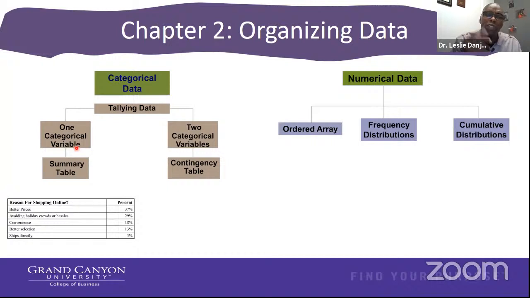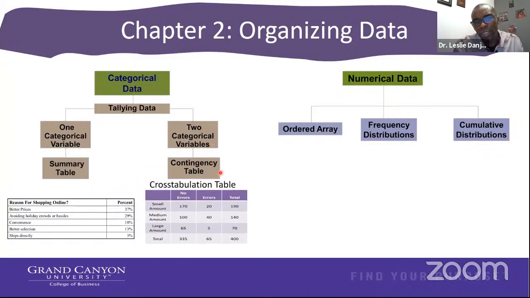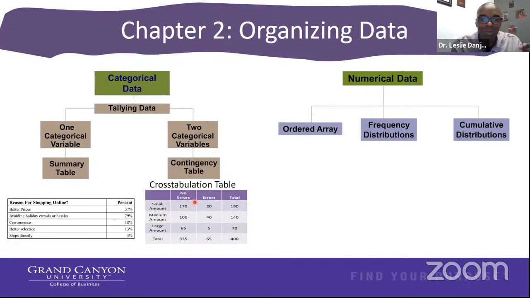How do you do it with two categorical variables? We use something called a contingency table or a cross-tabulation table. Both of these mean the same exact thing. In our book, they actually use the word cross-tabulation table. You're taking two variables, error and amount, and you're using that to compare the two and cross-tabulating the two. So that's how we got no error, error, small, medium, and large. We're checking this to make informed decisions.